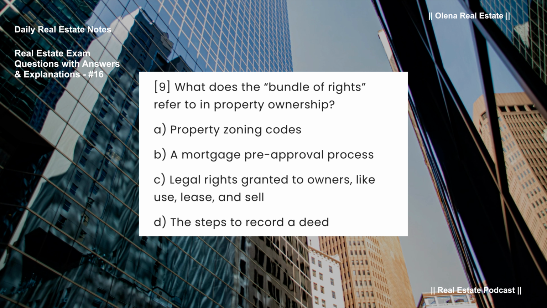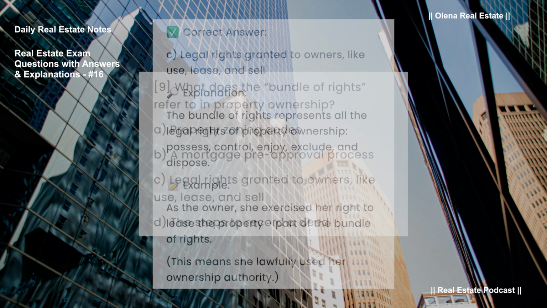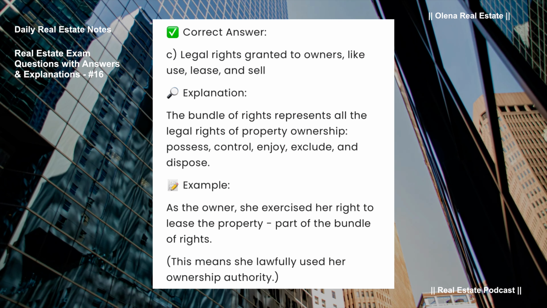What does the bundle of rights refer to in property ownership? A. Property zoning codes. B. A mortgage pre-approval process. C. Legal rights granted to owners, like use, lease, and sell. D. The steps to record a deed. Correct answer, C. Legal rights granted to owners, like use, lease, and sell.